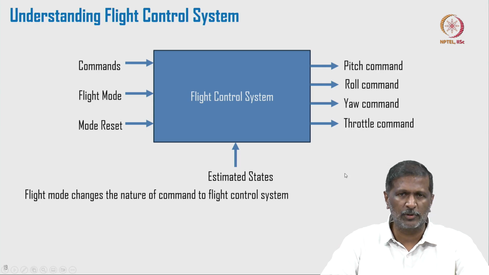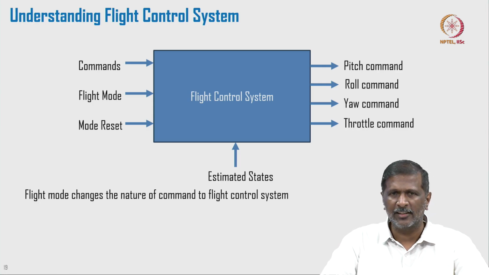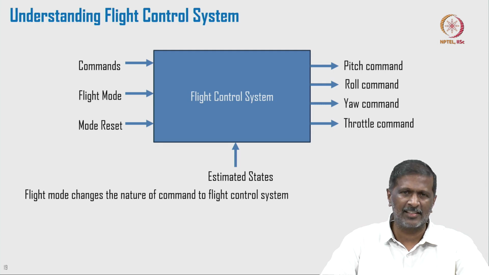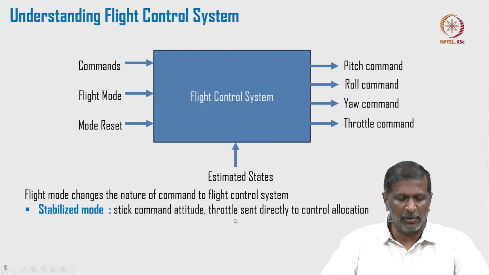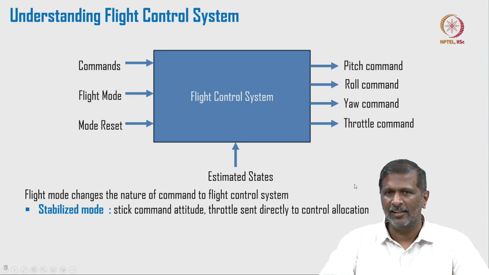What is the command input going to be, right? Stick is either a position, velocity, pitch, roll rate, yaw rate, or what is that its command going to be, right? That switch is also going to take place. In stabilized mode, stick command is attitude and throttle directly, right? So that will go into control allocation directly.